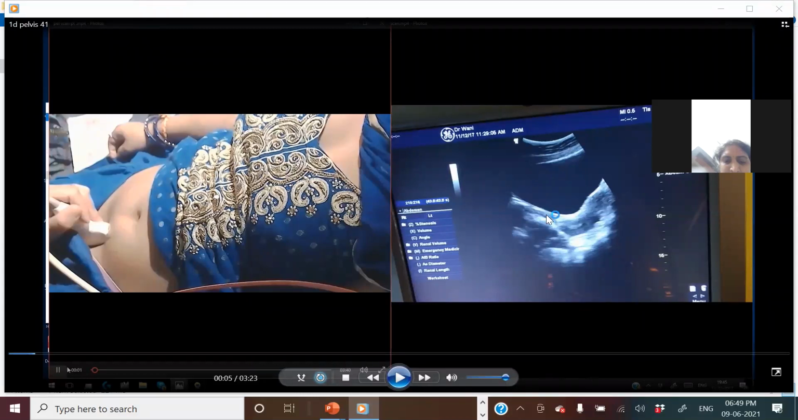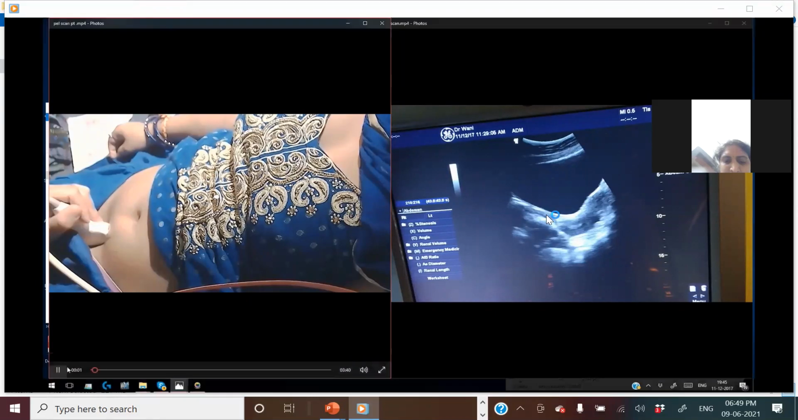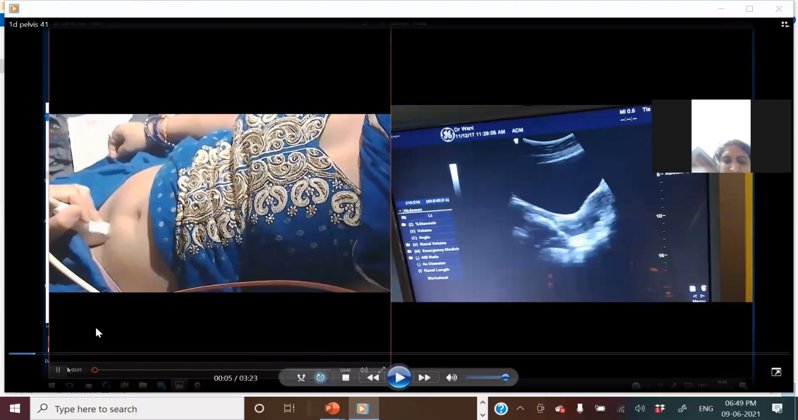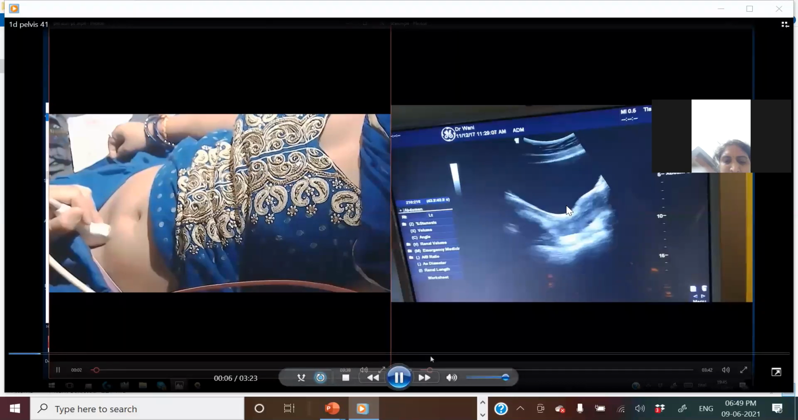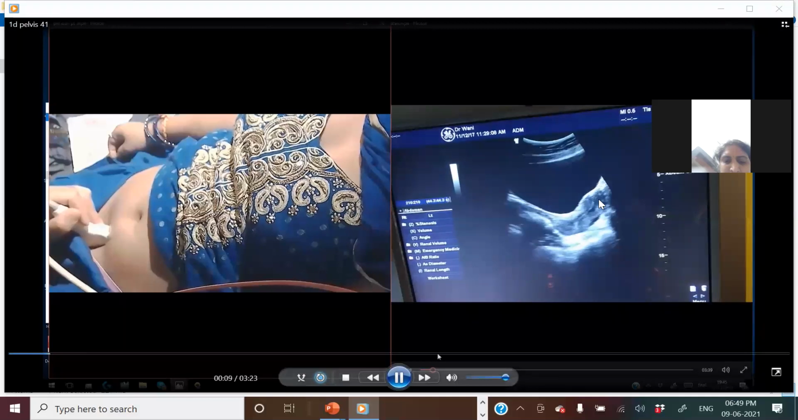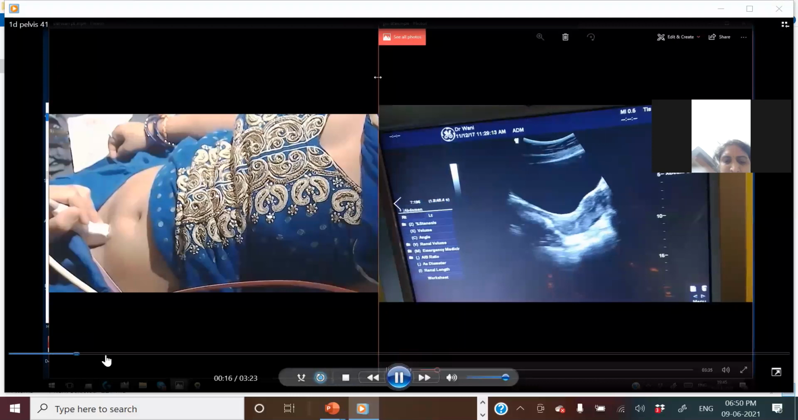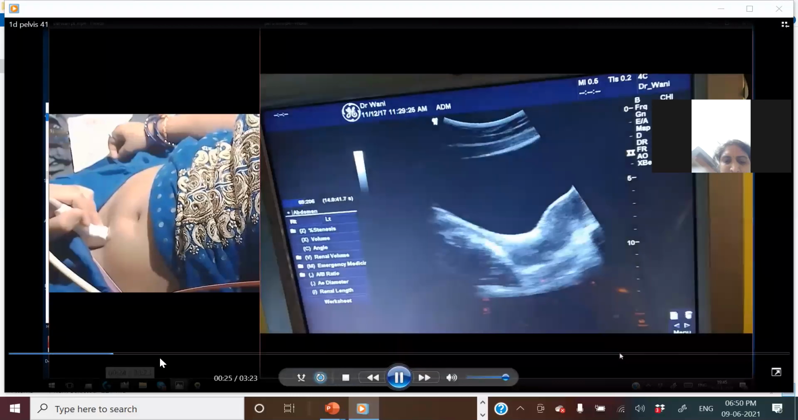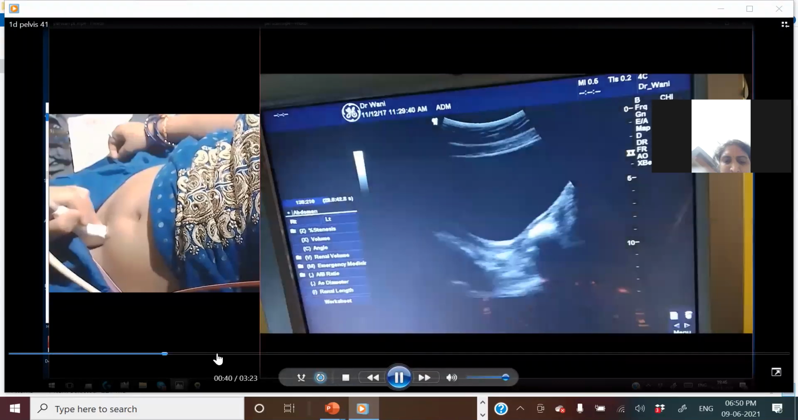So this is the server-based courses which we are providing you. And right now we are only taking the question and answer sessions. So now see, this is the probe position over here. Right now we are scanning the uterus in the long section, so I am skipping that. That is not the question I have to answer. The ovary. Now see.